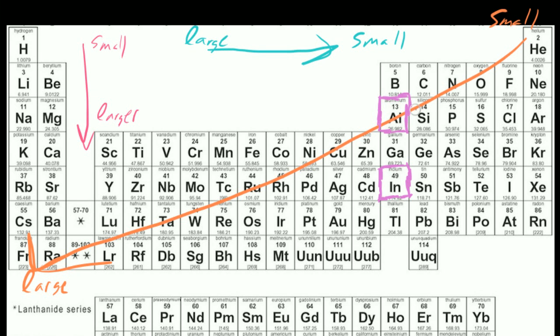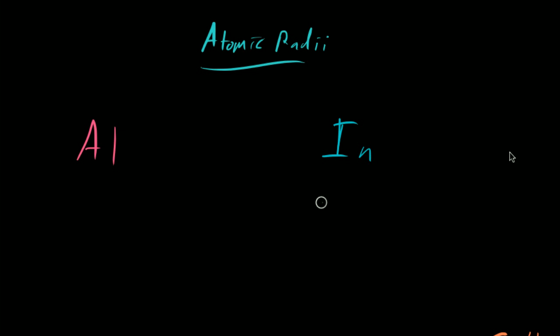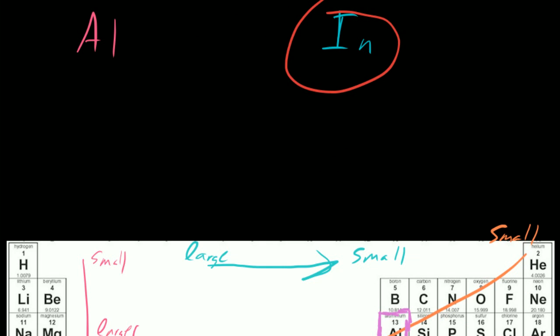You can see based on our trend, and we don't even need this diagonal trend. We can even just use this top to bottom trend because these two elements are going to be in the same row. So we can pretty simply tell which one of these is going to have the larger atomic radius. Well, it's going to be In, right? So this element is going to have the larger atomic radius. I'm going to clear this out.